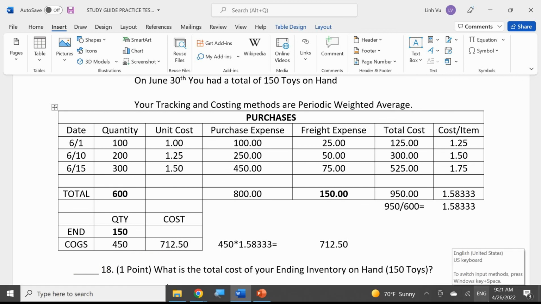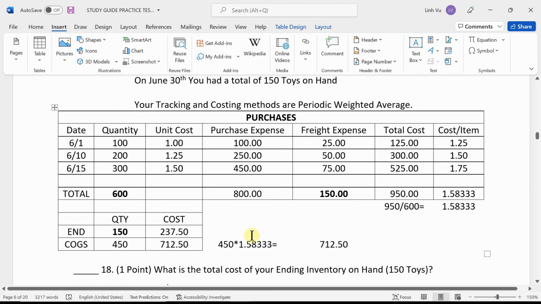So then what should be my ending balance? $237.50. 237.50, right? You could take that from your 950 and get the same answer, or you could have just taken 150 times $1.583333 and get the same answer. Okay.